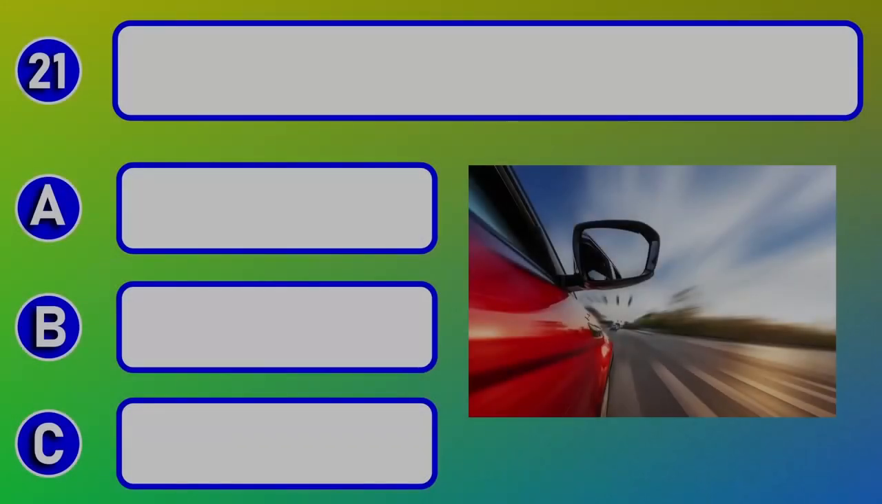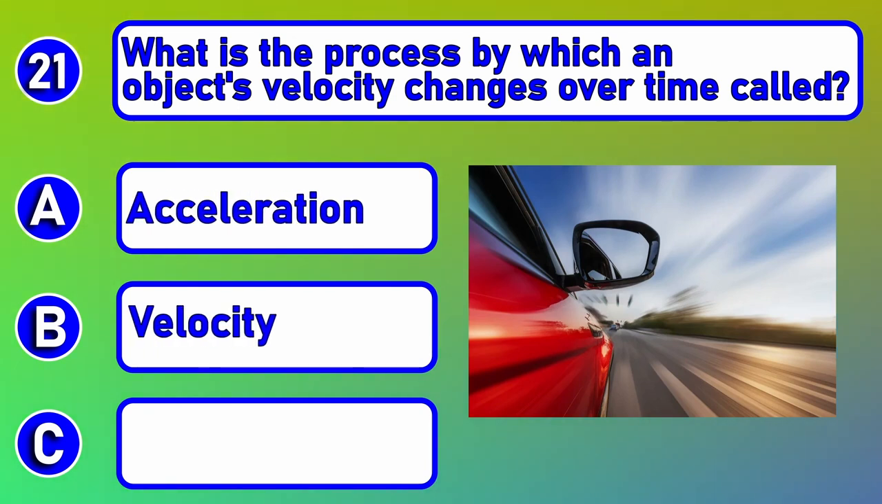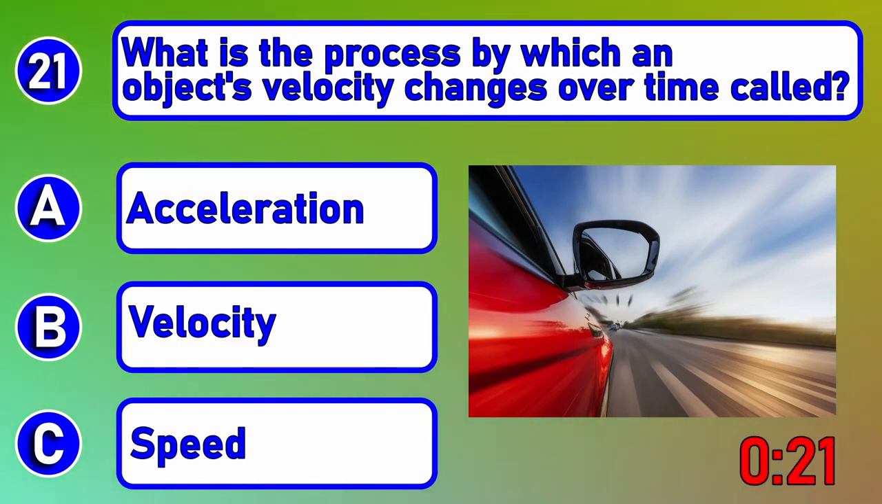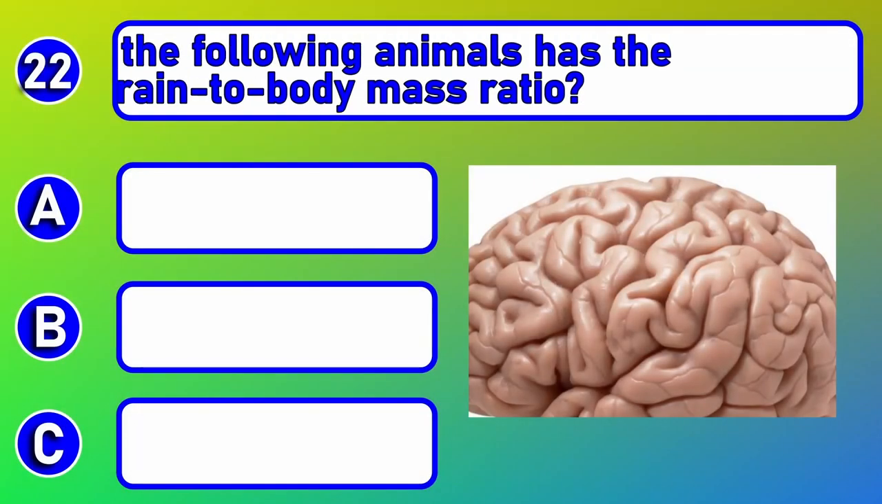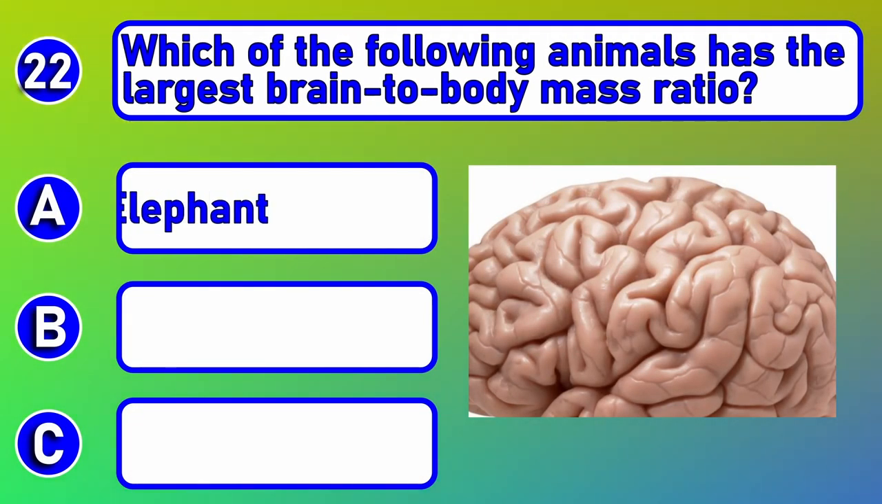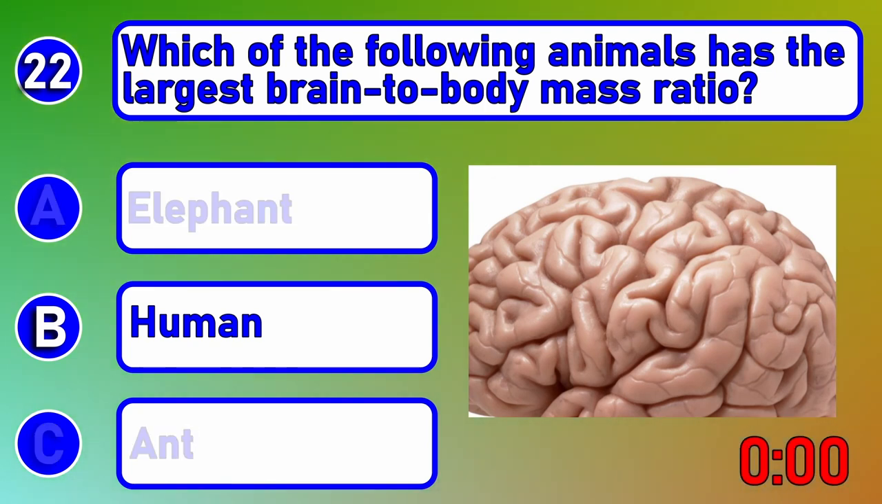Question 21. What is the process by which an object's velocity changes over time called? Acceleration, velocity, or speed? And that is A, acceleration. Question 22. Which of the following animals has the largest brain to body mass ratio? An elephant, a human, or an ant? And that is B, humans.